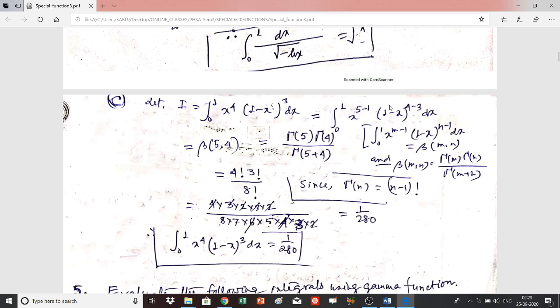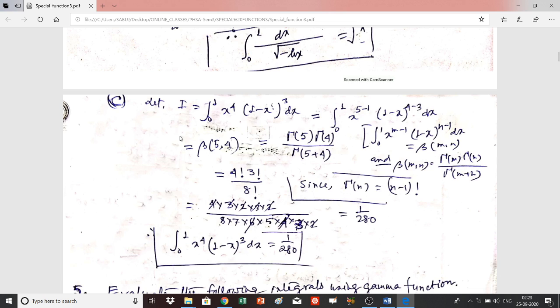So from the definition of the beta function, beta(m, n) is equal to the integral from 0 to 1 of x to the power m minus 1, times (1 minus x) to the power n minus 1. So m is here 5 and n is here 4. I repeat once again that this 3 will be replaced by 1. This 3 will not come here; 1 will come here. It is mistakenly written.